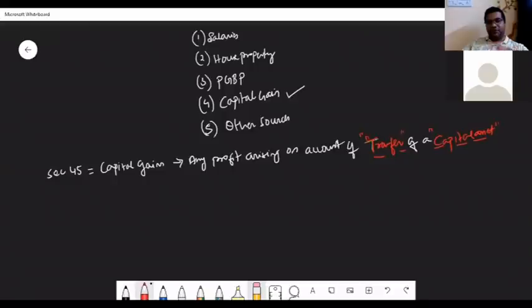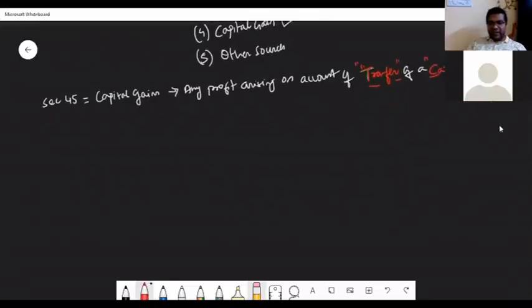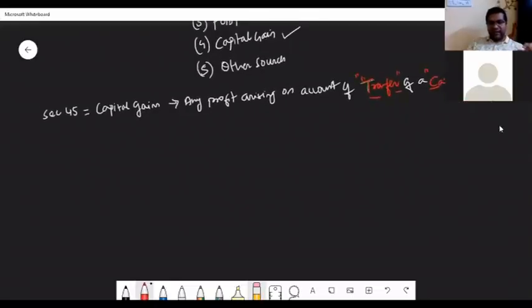If you understand these two terminologies, then I think it is as good as understanding the entire chapter. If you understand these two words, transfer and capital asset, that would be more than sufficient for you to answer almost 50% of the questions from this particular chapter. So forget about this definition. Let us keep this aside. I'll give you three transactions, right? So focus on these three transactions.